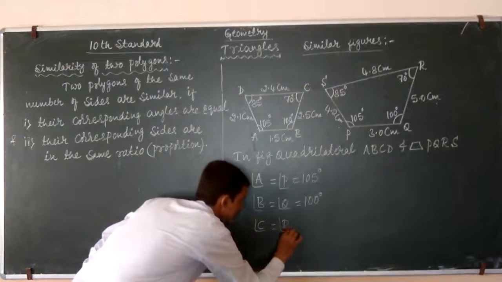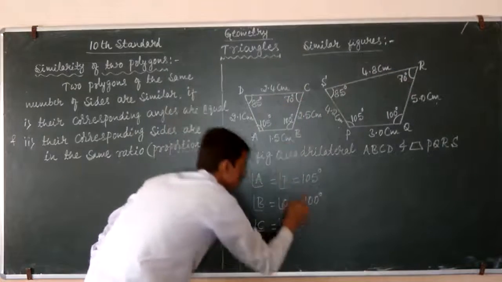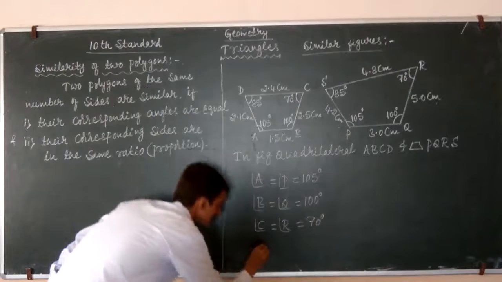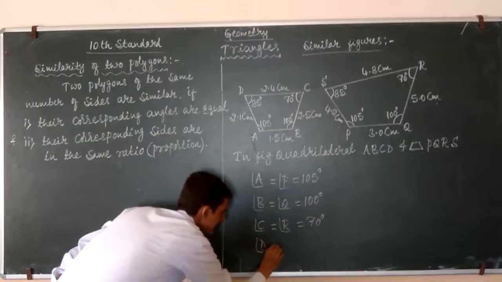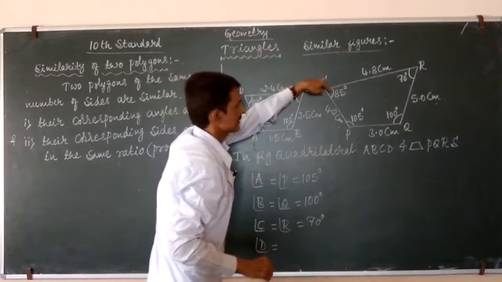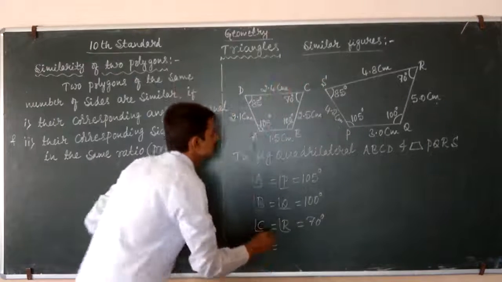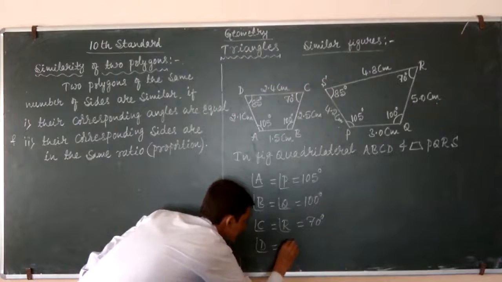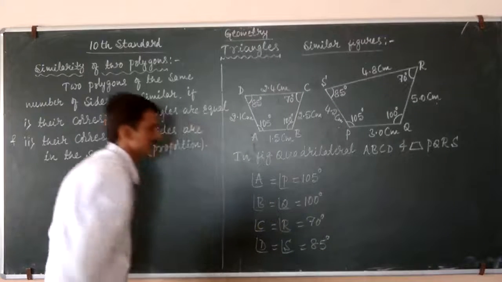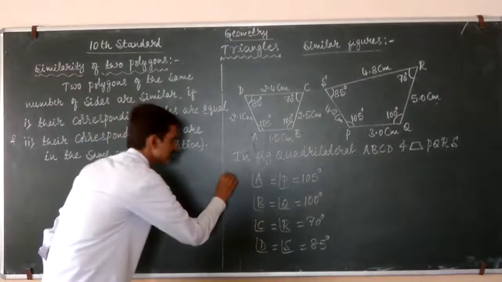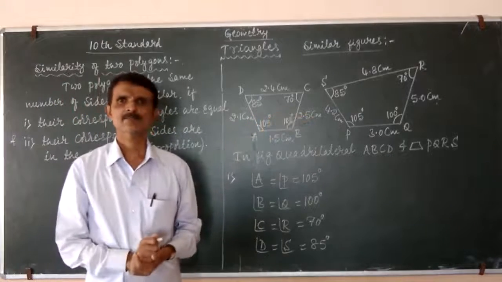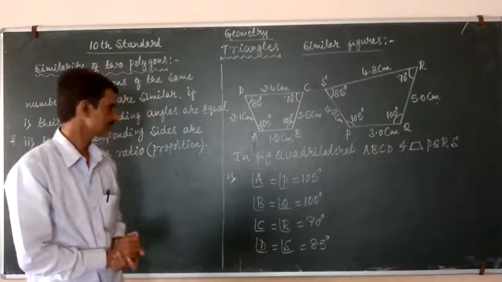Angle C equals angle R equals 70 degree. So angle D is 85 degree, as in case of this quadrilateral, angle S is 85 degree. So this first condition holds good for this polygon, that is quadrilateral.